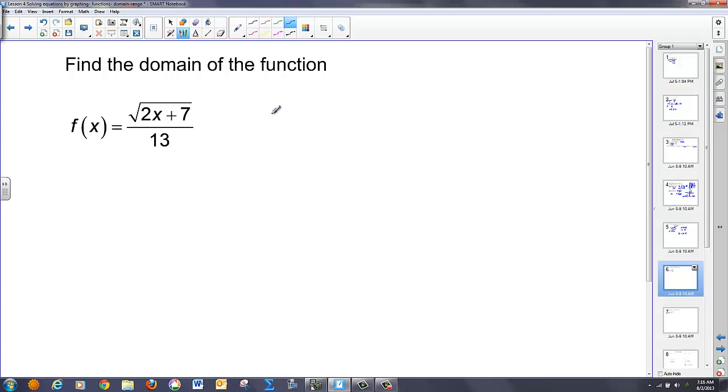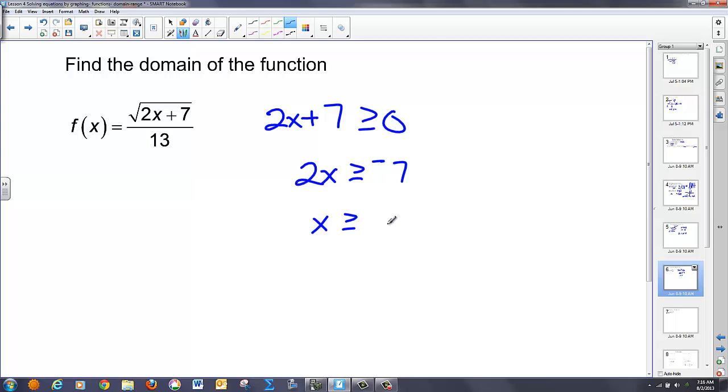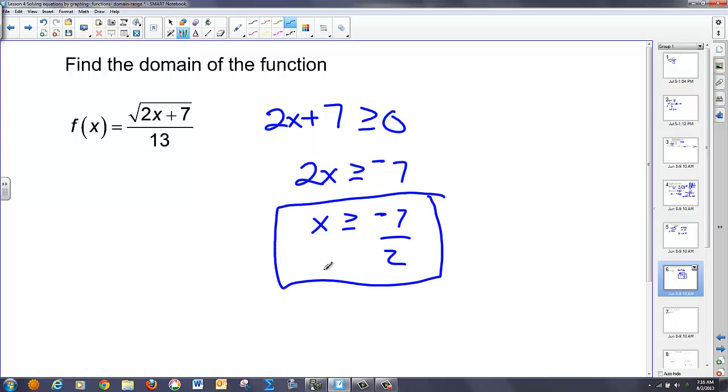I'm going to go with setting whatever is under that square root to something greater than or equal to 0. That will ensure that I have y values as my answers, or else I have terms in my domain. So in this case, we've got 2x greater than or equal to negative 7, and we divide by 2 and get x is greater than or equal to negative 7/2. Anything greater than negative 7/2 will yield a y value, and thus make that function defined. So this is my domain.